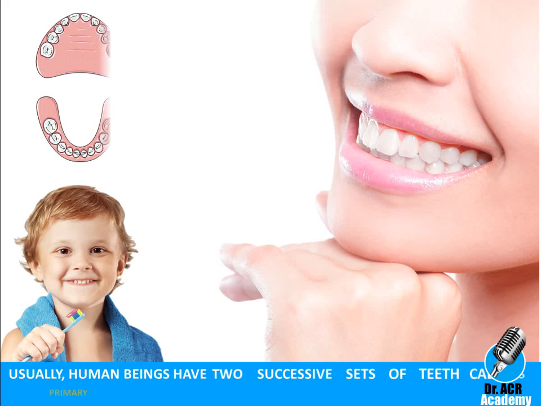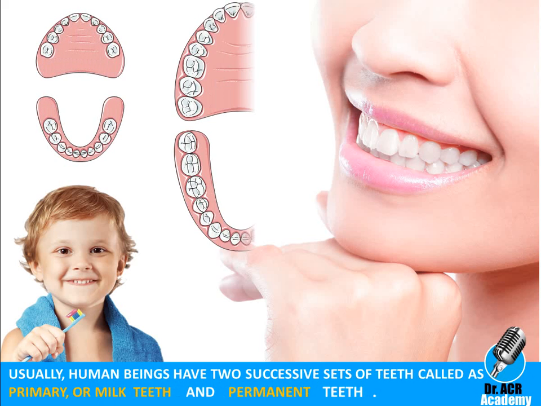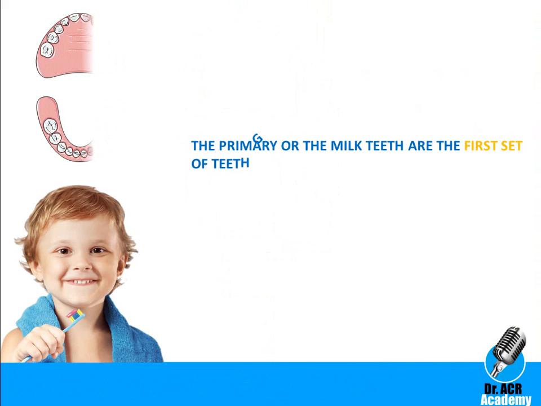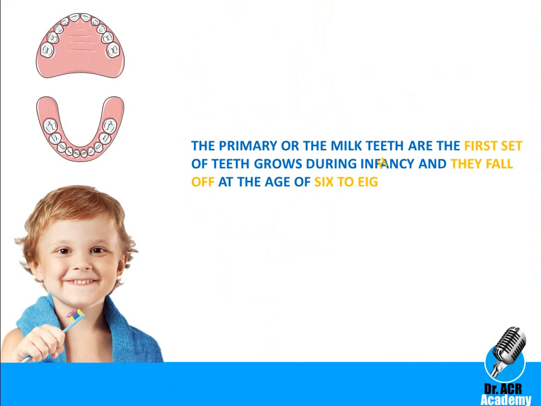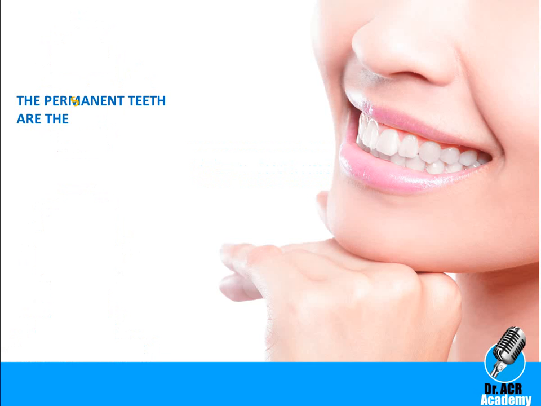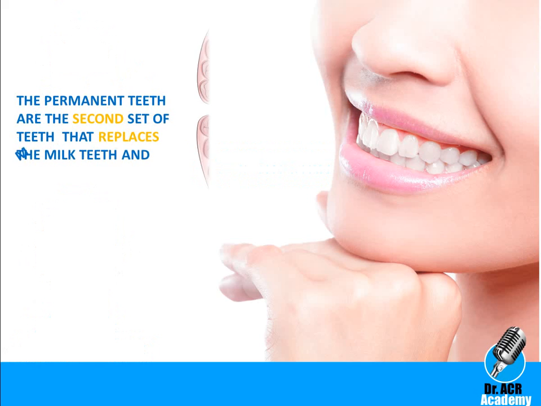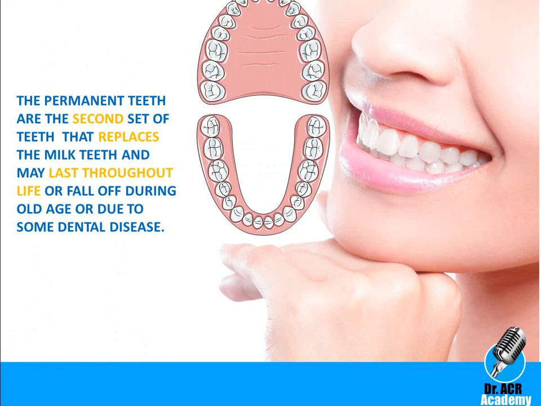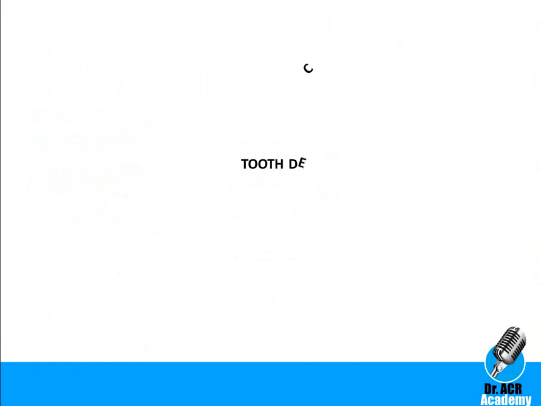Usually, human beings have 2 successive sets of teeth called primary or milk teeth and permanent teeth. The primary or milk teeth are the first set of teeth that grow during infancy, and they fall off at the age of 6 to 8 years. The permanent teeth are the second set of teeth that replace the milk teeth and last throughout life or fall off during old age or due to some dental disease.